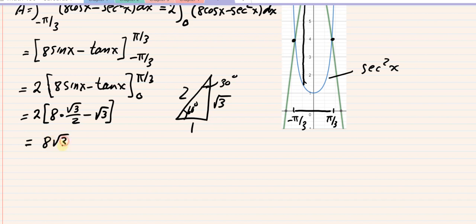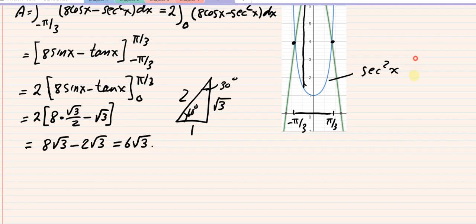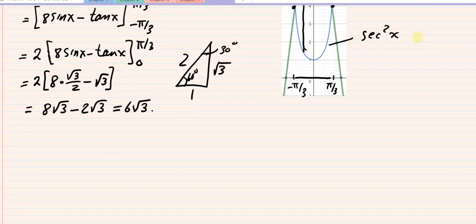So all said and done, this will be 2 times 4 root 3 minus root 3, right? Distribute the 2 and combine like radicals. The final answer is 6 root 3. And there we have this one. Okay. And we are done with this example.